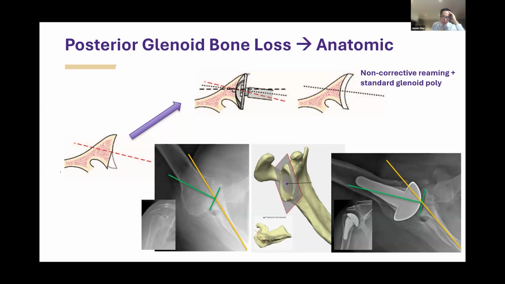In this case, there were two main goals. One was to get complete seating of the glenoid component, and the other was to ensure that the humeral head was centered on the glenoid throughout the range of motion. And that's done through soft tissue balancing, which is a whole different topic in itself.